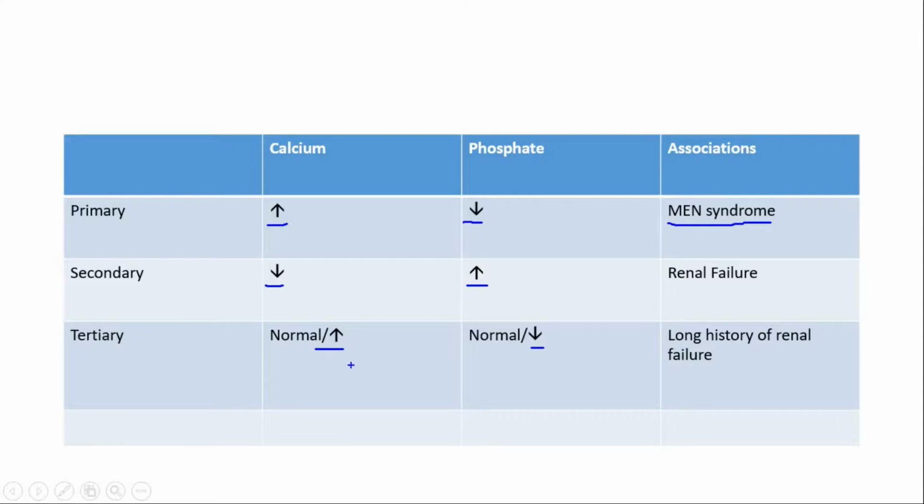Now, how will you differentiate between primary and tertiary, because the biochemical abnormalities are quite similar? You have to look for the associations. In the question, there may be a history of renal failure, but in primary there is usually no history of renal failure.